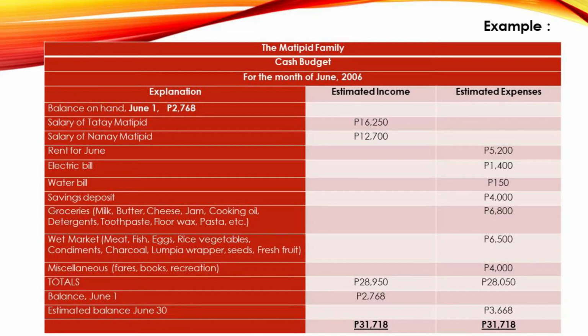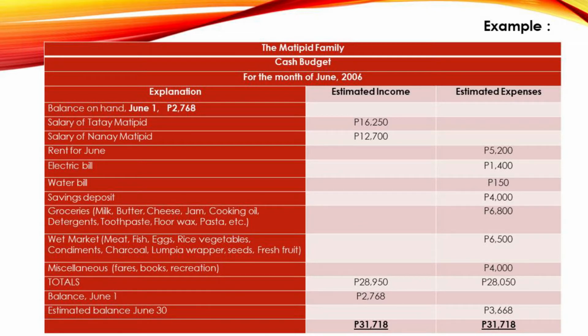Electric bill na ating binayaran po ay 1,400 pesos na nakalagay sa estimated expenses. Water bill na ating binayaran ay 150 pesos na nakalagay sa estimated expenses. Ay 4,000 na nakalagay sa estimated expenses. Groceries, milk, butter, cheese, jam, cooking oil, detergent, toothpaste, floor wax, pasta, and so on. Meron po tayong na nagkakahalagang 6,800 pesos na nakalagay sa estimated expenses.